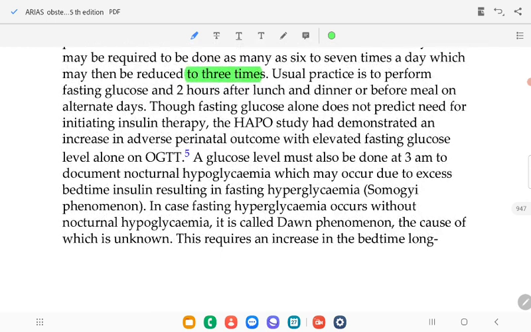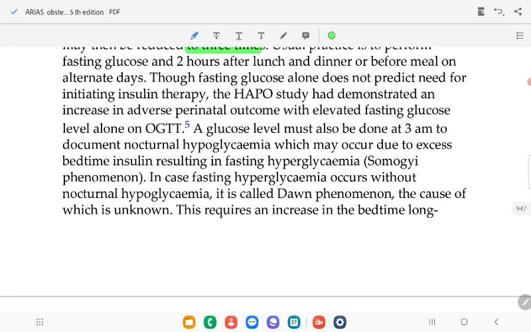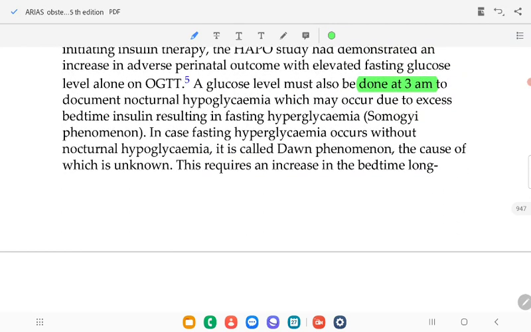Though fasting glucose alone does not predict the need for initial insulin therapy, the HAPO study has demonstrated increased adverse perinatal outcome with elevated fasting glucose level alone on OGTT. A glucose level must be done at 3 am to document nocturnal hyperglycemia, which may occur due to excess bedtime insulin during fasting hyperglycemia phenomena.